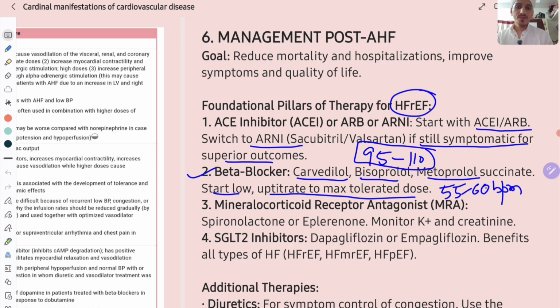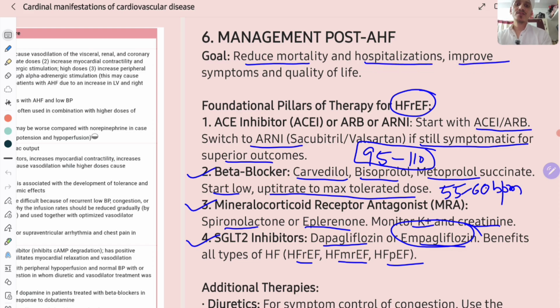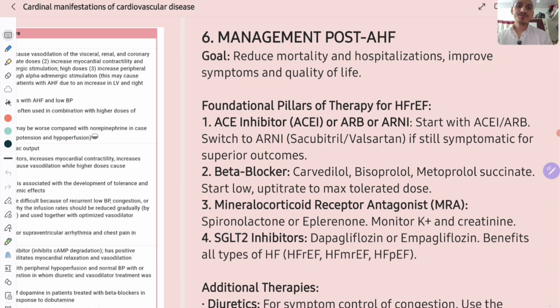Okay. Then mineralocorticoid receptor antagonists like spironolactone, eplerenone. Okay. Monitor potassium and creatinine, and SGLT2 inhibitors like dapagliflozin or empagliflozin. Empagliflozin is more preferred than dapagliflozin. Benefits in all types of heart failure, whether it is HFrEF or HFmrEF or HFpEF. Okay. So this will reduce the mortality, hospitalization, and improve the symptoms and quality of life. Remember these four drugs.